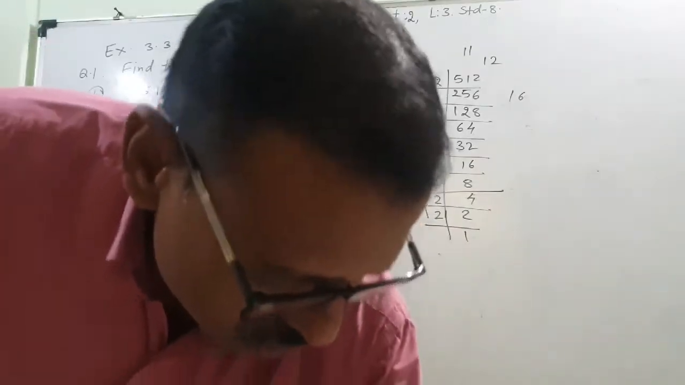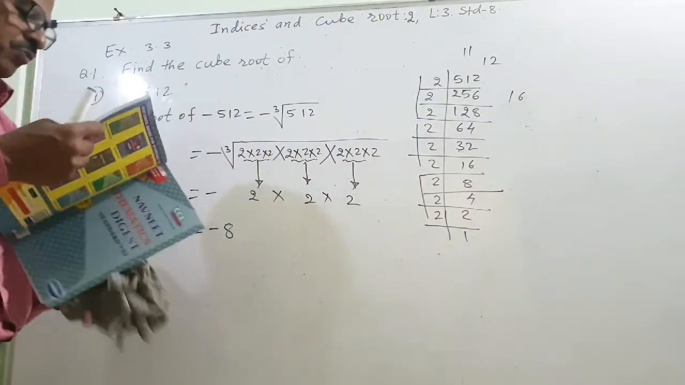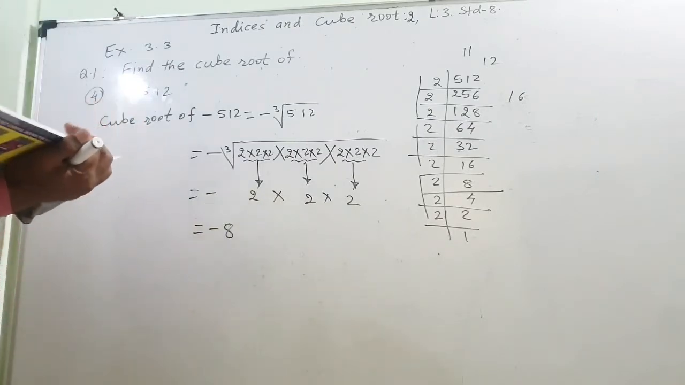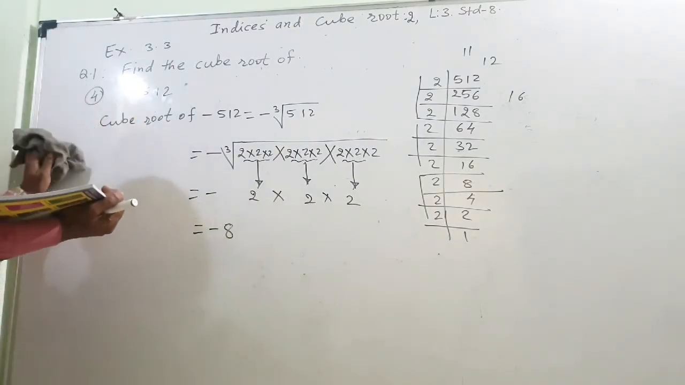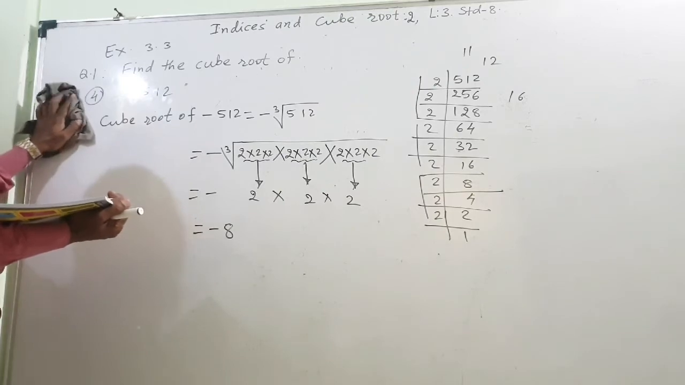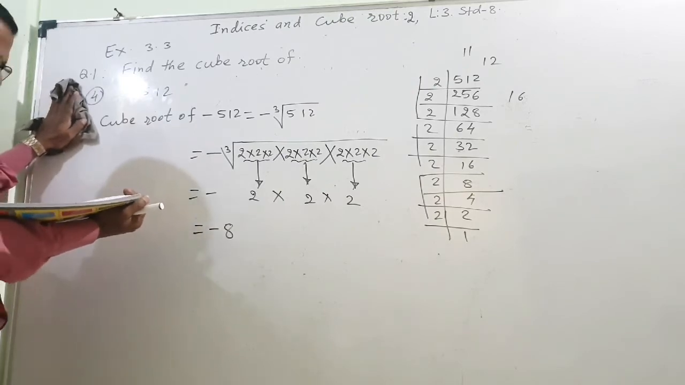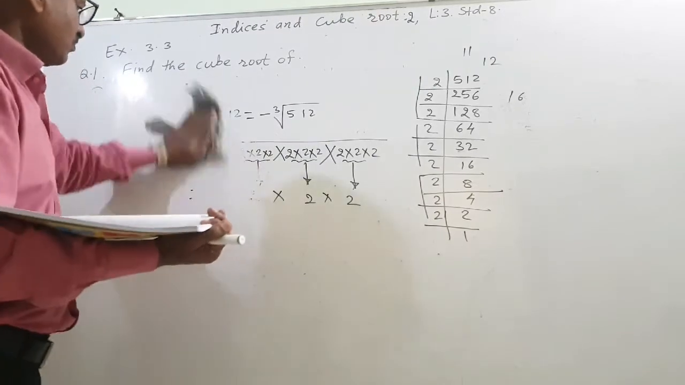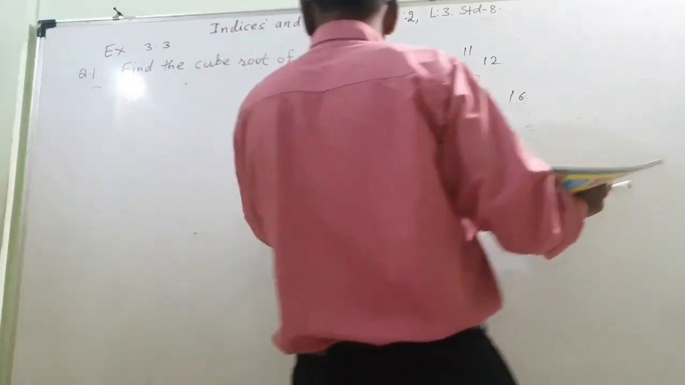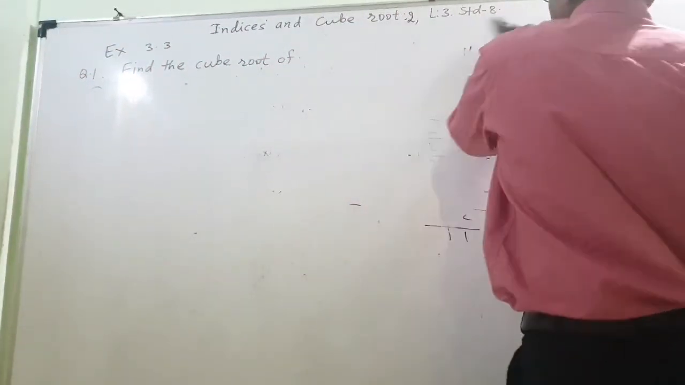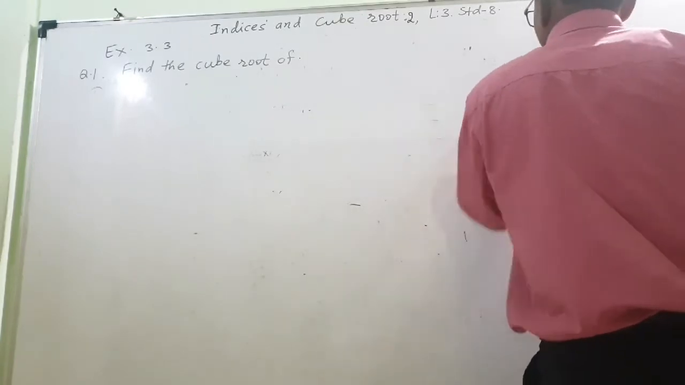Hope that you have understood this. Here I will stop from question number 1. Remaining things you can do. Don't do according to the textbook. This is a very simple way. Do it this way. Only factorize, make the groups of 3 and then the solution is over.